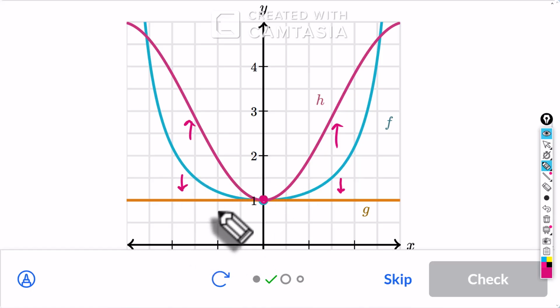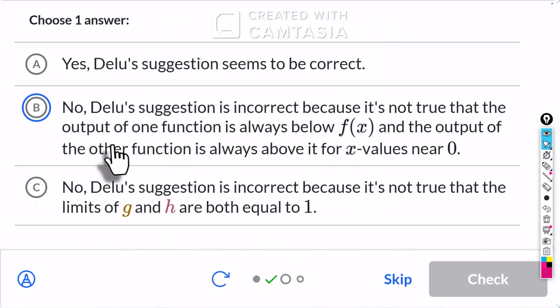All three of them are approaching y equals 1 as they approach x equals 0. So that's good. The original is in blue, one is above, one is below, so we are good on that. The answer is yes. His suggestion seems to be correct. The answer choices are the same for all of these problems.